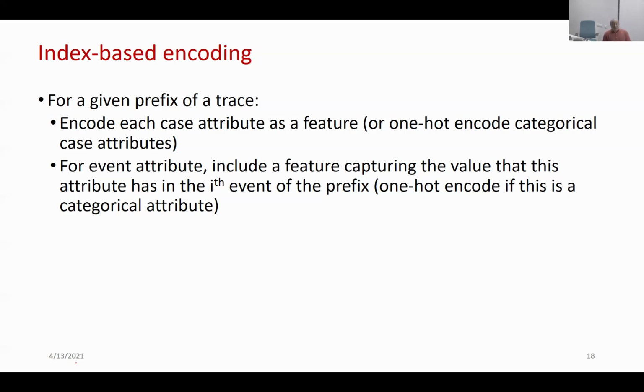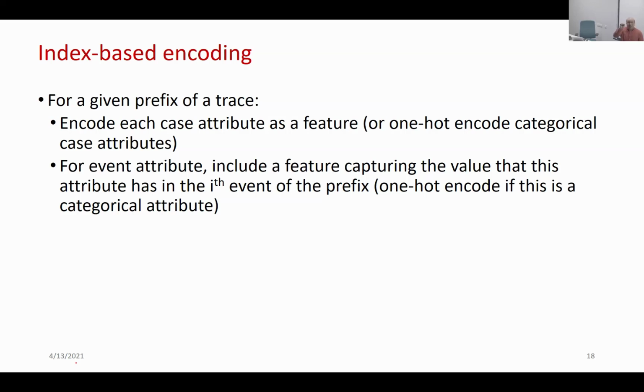The way the index-based encoding works is as follows. Case attribute, as I said before, piece of cake. You take the case attribute and you copy it into the feature vector as is. For event attributes of type categorical, like the activity, what you're going to do is put what was the value of the activity in the prefix at index number 1, meaning in the first position. In other words, which activity occurs first?